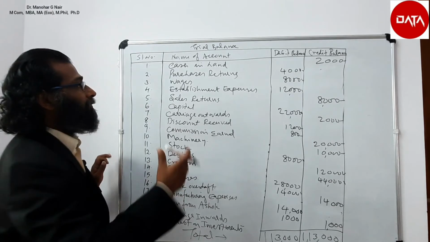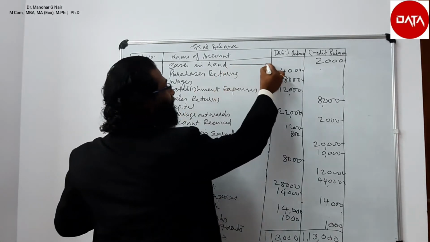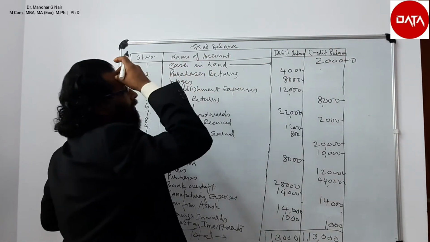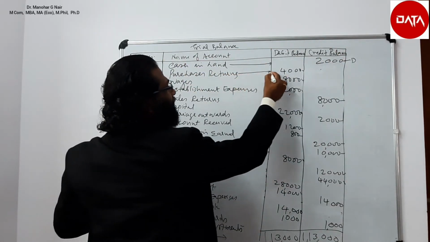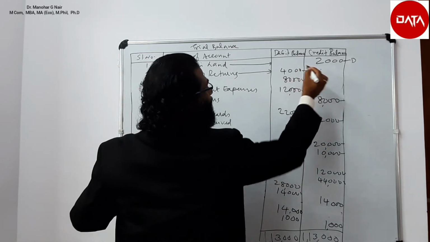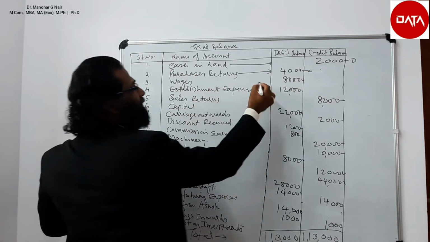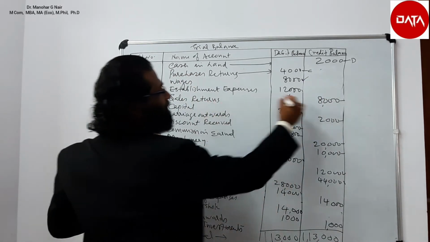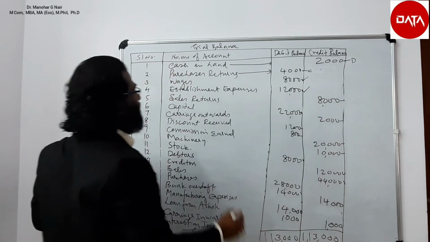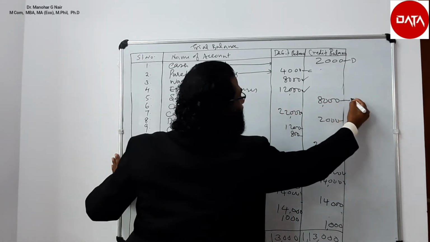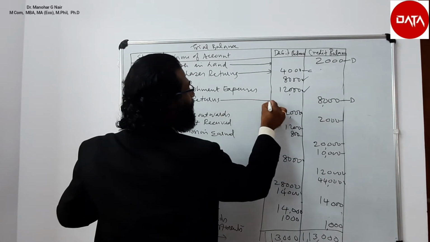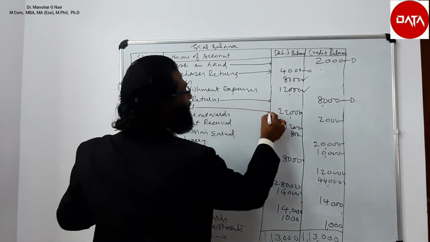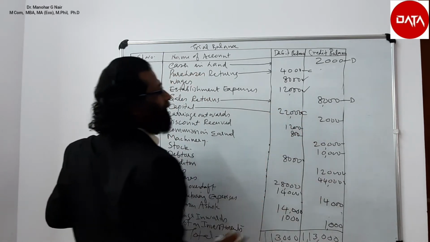Take each item. First one is cash in hand. Cash in hand is a debit item but given in the credit column. Purchases return is a credit item but given in the debit column. Wages is a debit item, given correctly. Establishment expenses is a debit item, given correctly. Sales return is a debit item but given in credit, it is wrong. Capital is a credit item but given in debit.